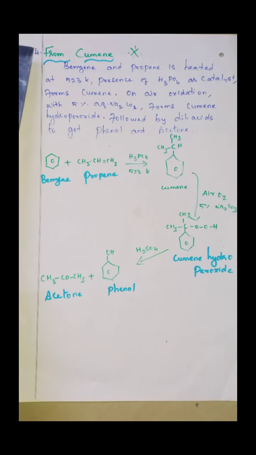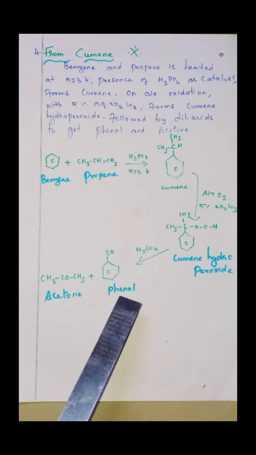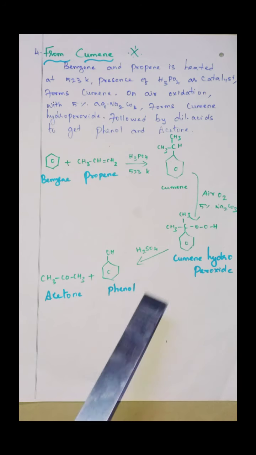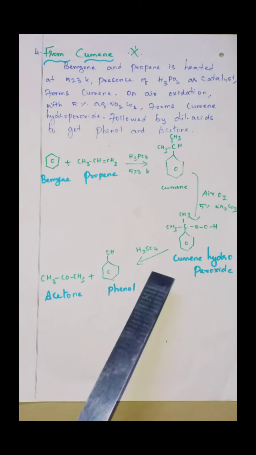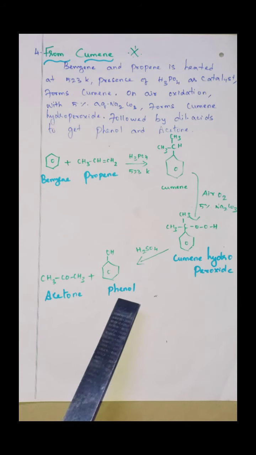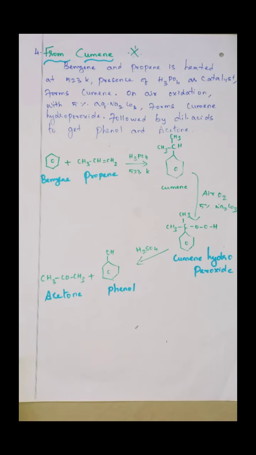So from cumene, how will you synthesize phenol? It's a very, very important question. First formation of cumene, then cumene hydroperoxide, then acid hydrolysis, it forms phenol and acetone. That's all about the preparations of phenol.